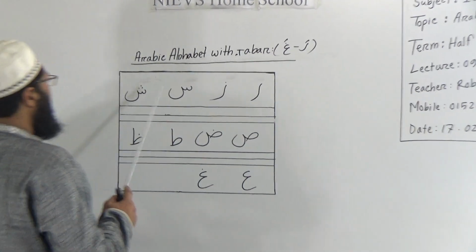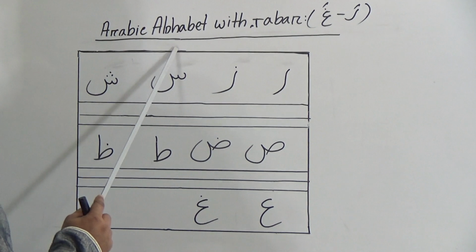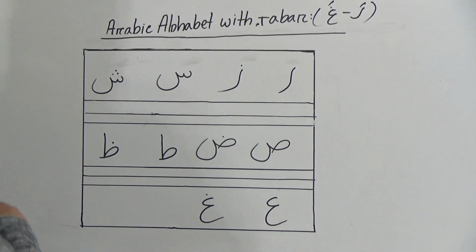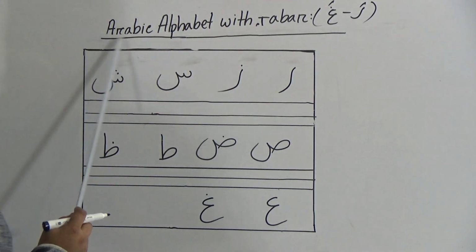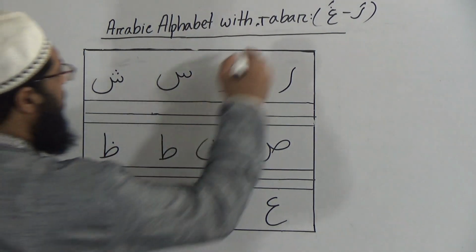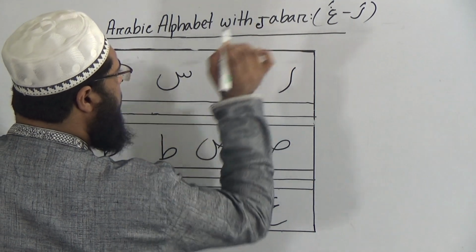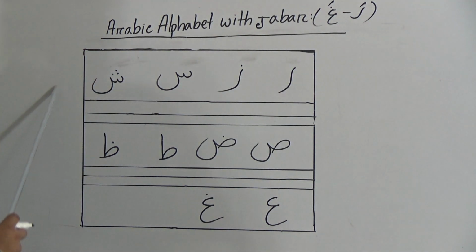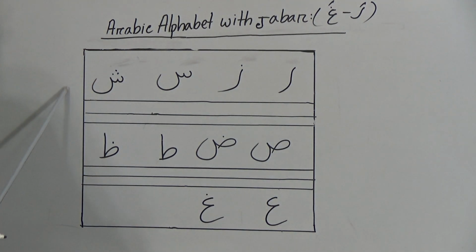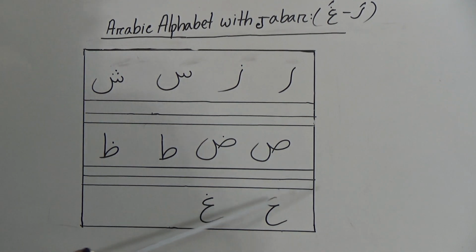My dear students, today's topic is Arabic alphabet with Jabar from Ra Zabar Ra to Ghain Zabar Gha. Look at the board. I have written only the alphabet on the board. We have to put a Jabar on every alphabet. So my dear students, let's start.